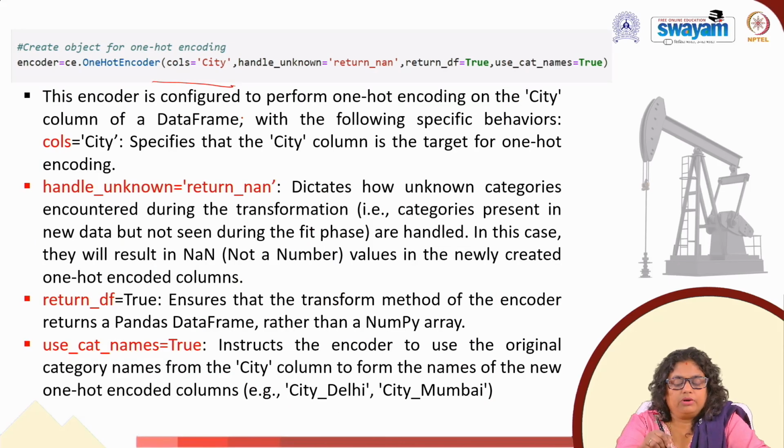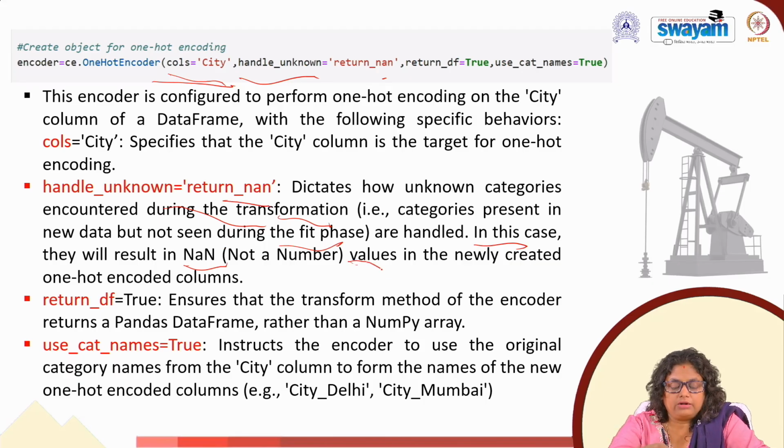This column specifies, from this data frame, that we want to look at the city column. Handle unknown equal to return NaN dictates how unknown categories encountered during the transformation are handled. What we are doing is transforming under feature scaling. That means categories present in the new data but not seen during the fit phase will be handled. In this case they will result in NaN. So that's one thing, return NaN, it is mentioned.